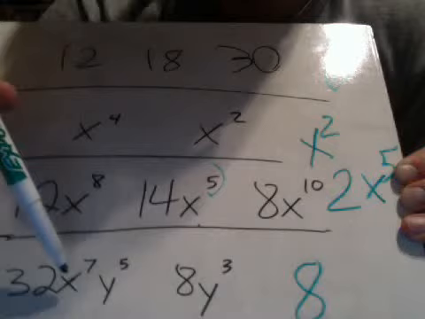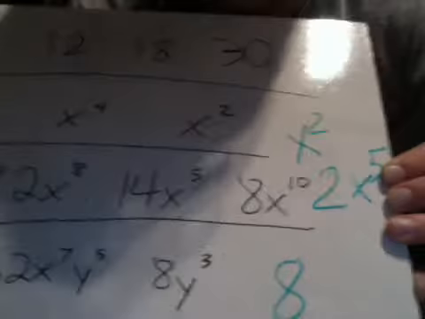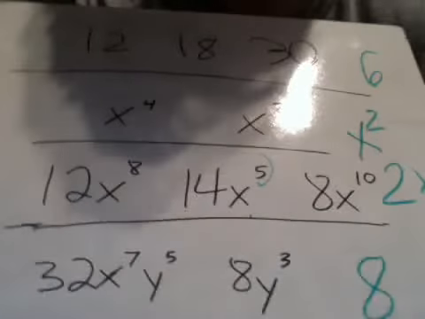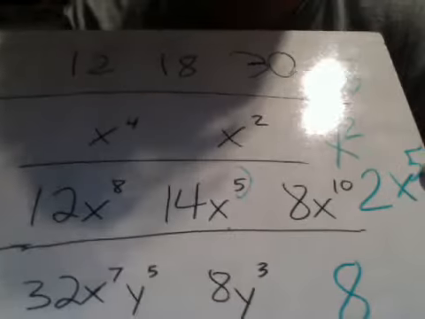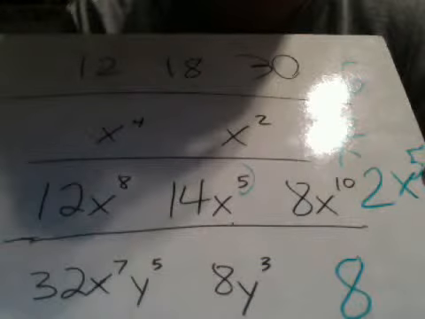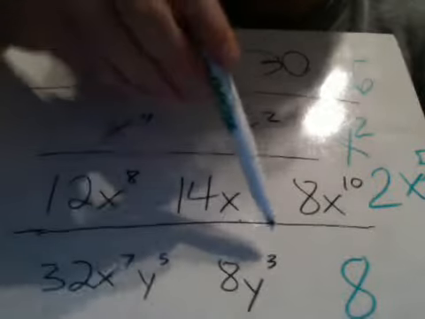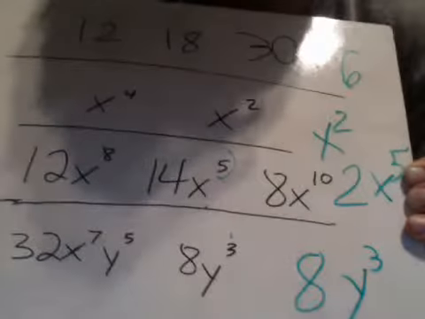Then I move on to my x's. Now, if one of them has an x and one of them does not, I don't include an x in my greatest common factor. I only include it in my greatest common factor if it appears in all the necessary numbers. So I don't include an x because both of them didn't have it, but I do include the y's because both of them have it. I choose the smaller exponent. So my greatest common factor here is 8y cubed.